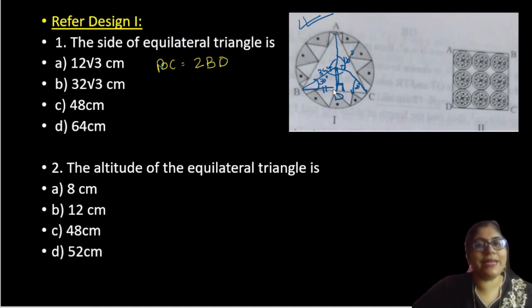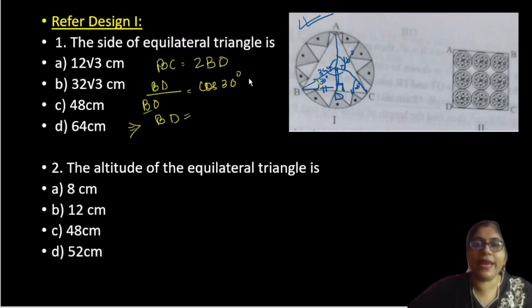And as BOD is a right angle triangle, here angle OBD is 30 degree. So you can say BD by BO equals cos 30 degree. So this implies that BD is equal to BO cos 30 degree. And what is BO? BO is the radius.